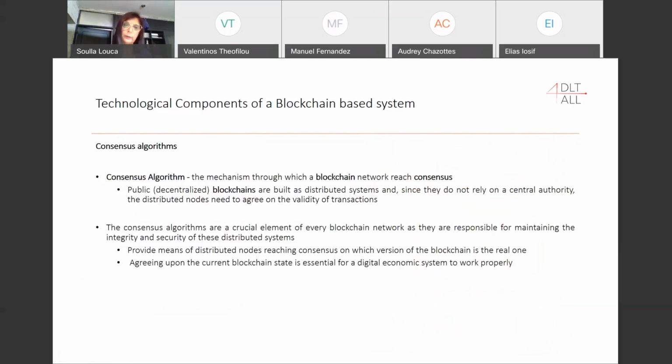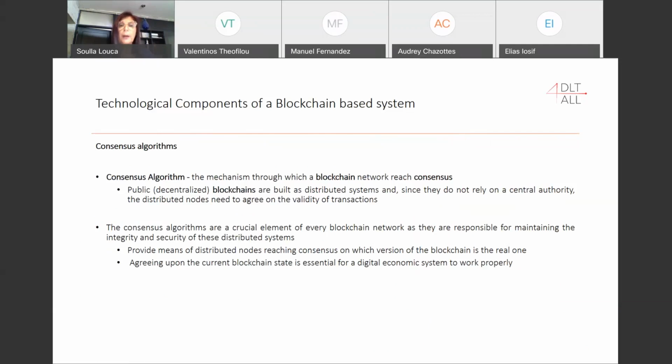A-level consensus algorithms. Consensus algorithms can be considered as the mechanisms by which a blockchain network agrees on a transaction. They reach consensus, in other words, on whether they will accept or not accept a transaction.